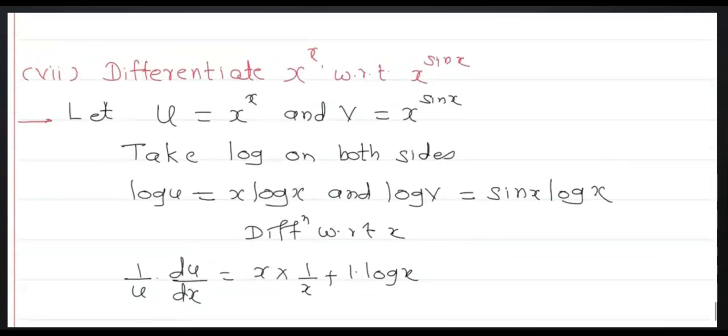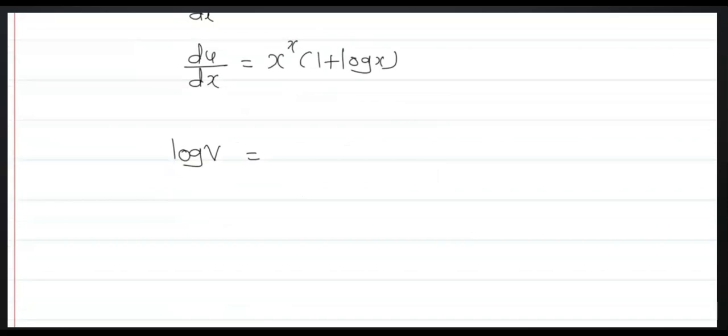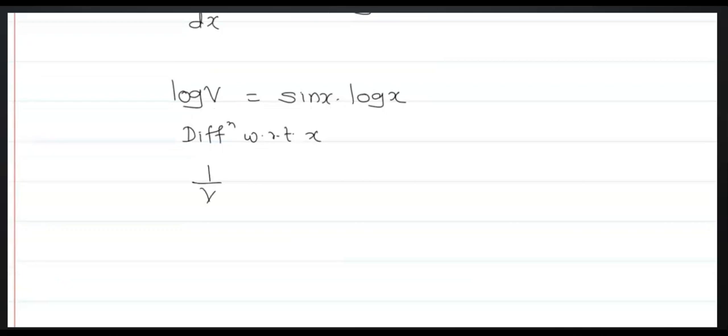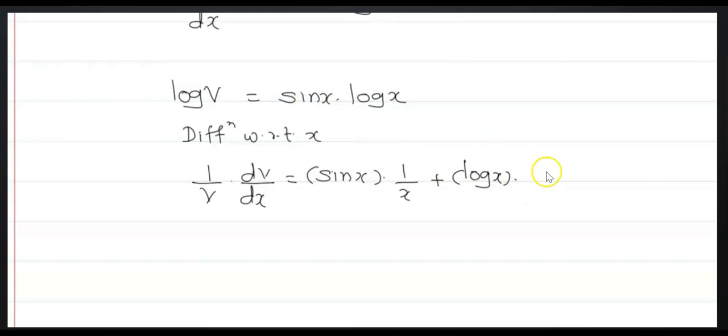Now log of v is equal to sin x into log of x. Now differentiate this again with respect to x. Therefore, 1 upon v into dv by dx, apply the product rule: sin x into the derivative of log of x, which is 1 upon x, plus log of x into the derivative of sin of x, which is cos of x.